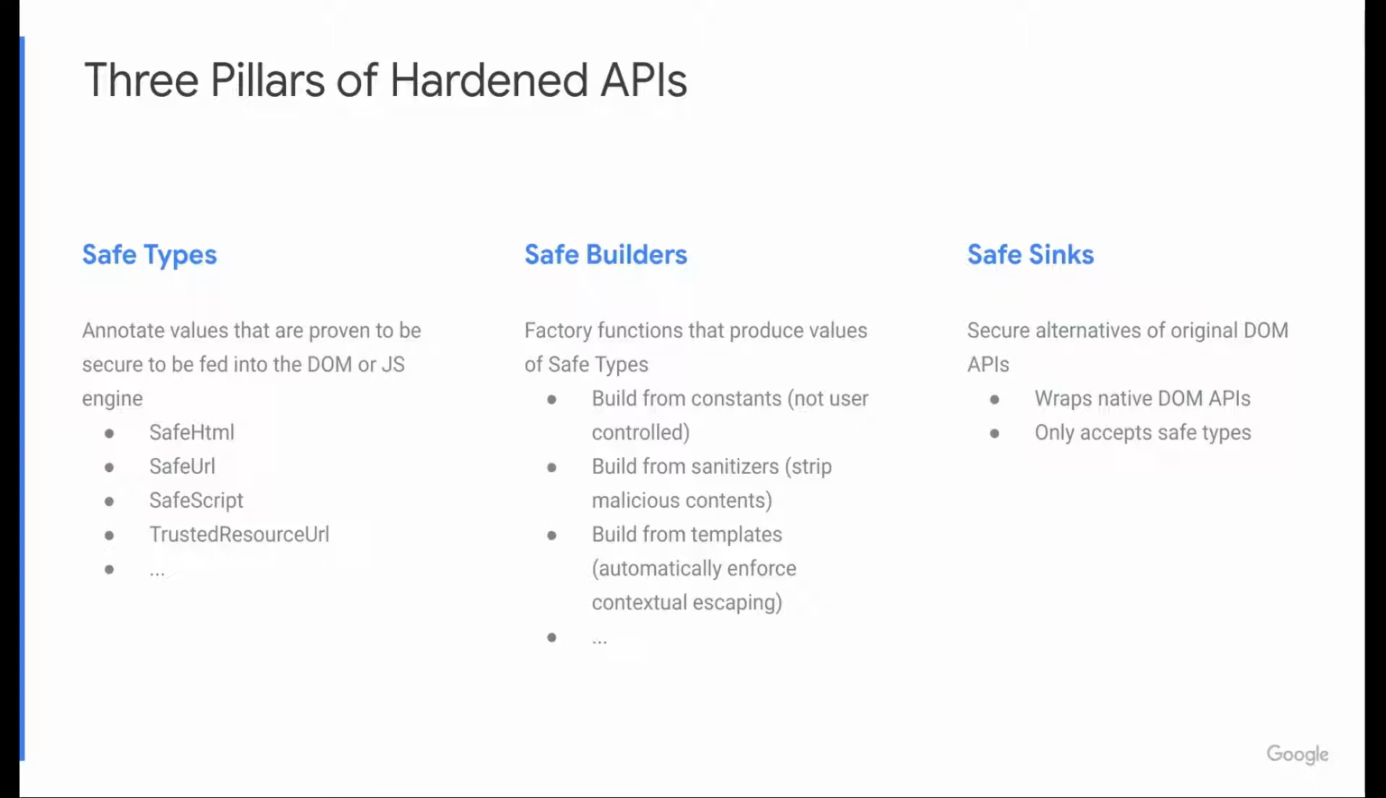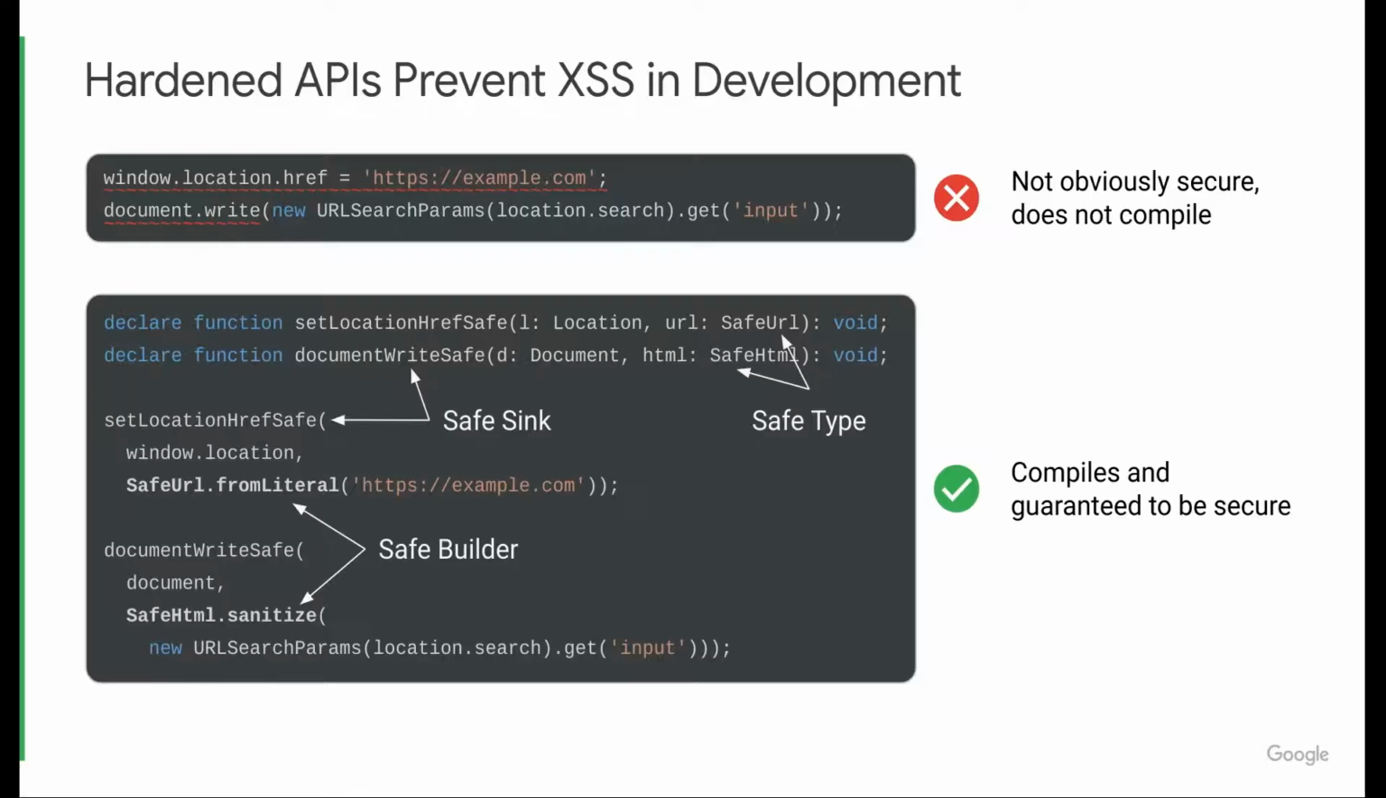Second, we have safe builders. These are factory functions that produce safe type values. In fact, they are the only source of safe type values. You can't build safe type values in any other way. And finally, there are safe sinks. These are the secure alternatives of the original DOM APIs. They only accept safe type values instead of strings.